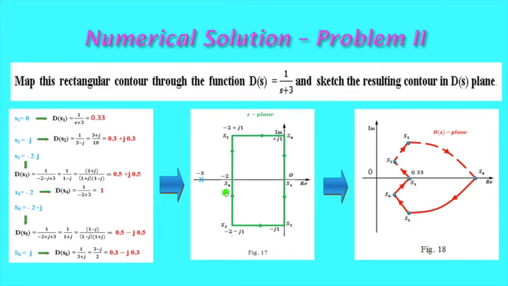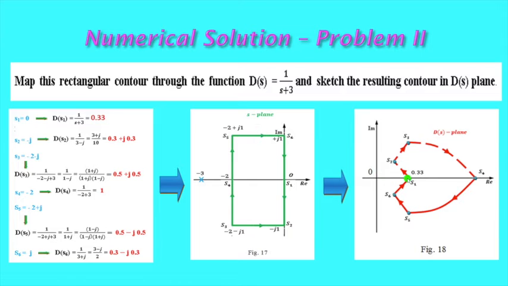S1, S2, S3, S4, S5 and S6. Select the points on the closed contour where the pole is present outside of the S plane. Consider this rectangular contour in the clockwise direction. Then the S1 point is 0. So put 0 in the D(s) equation. So 1 by 0 plus 3, that means 0.33. So this S1 point is mapped into the D(s) plane.